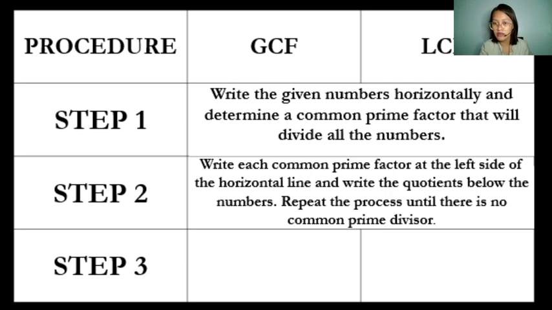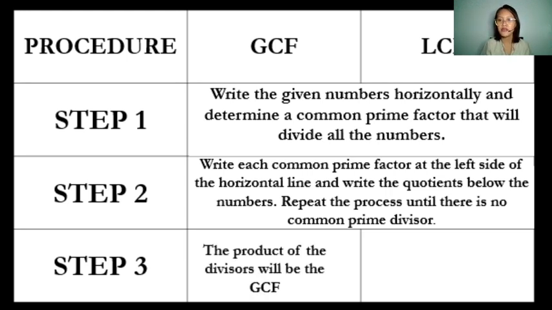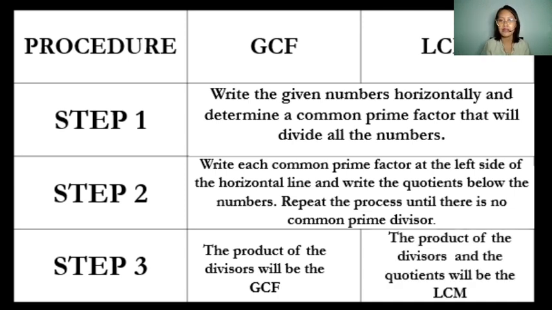But what about to get the GCF itself? So, the product of the divisors will be the GCF. So, kukunin lang daw po natin yung product ng mga divisor na ginamit natin para makuha ang GCF. For LCM naman, product ni divisor and quotient. So, pagsasamahin mo or kukunin mo yung product ni divisor and ni quotient to get the LCM.